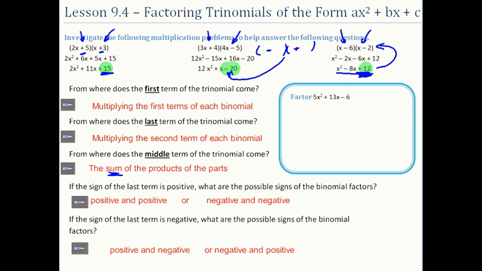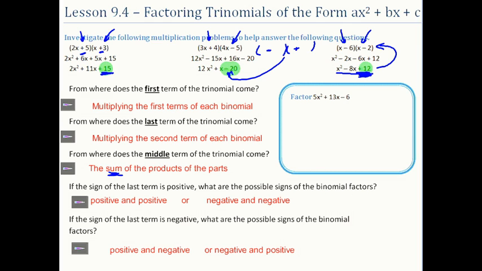Now, factoring ones like these ends up being some guess and check. The more practice you have at them, the better you'll get and the quicker you'll get with them. So let's go ahead and look at this one in the box here. Factor 5x squared plus 13x minus 6. The first thing we always want to do is check for a common monomial factor. We have a 5x squared, a 13x, and a negative 6. There are no common factors there, so we can't factor out a common monomial factor.